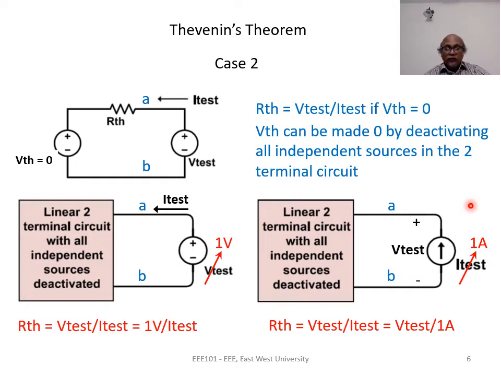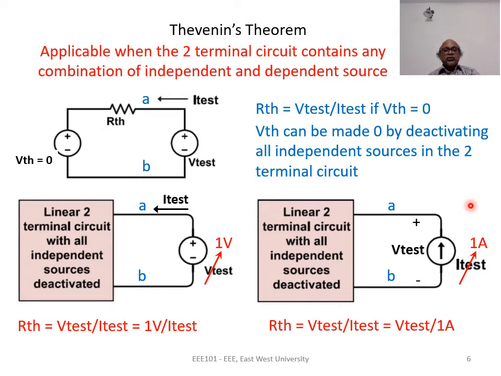First, do not forget to deactivate all independent sources. Second, make sure that your chosen reference for Vtest and Itest are such that they do not satisfy passive sign convention. Finally, we want to know in which circuits can we apply case 2.